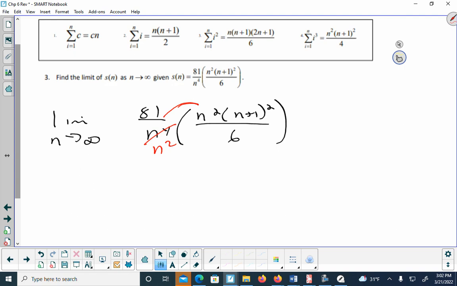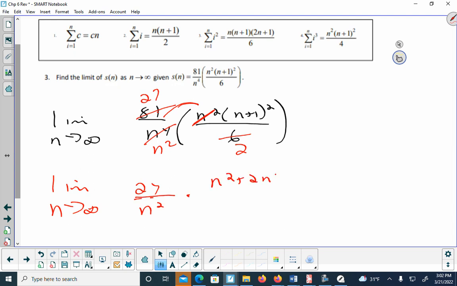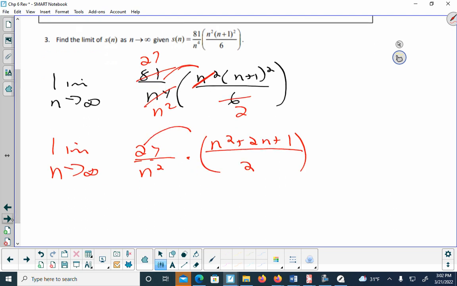I'm going to make this n squared and this is 1. These both have a factor of 3, so this will be 27 and this will be 2. So now I'm going to take the limit as n approaches infinity of 27 over n squared times n squared plus 2n plus 1, all over 2. Now I'm going to multiply that, so I'm going to distribute this.